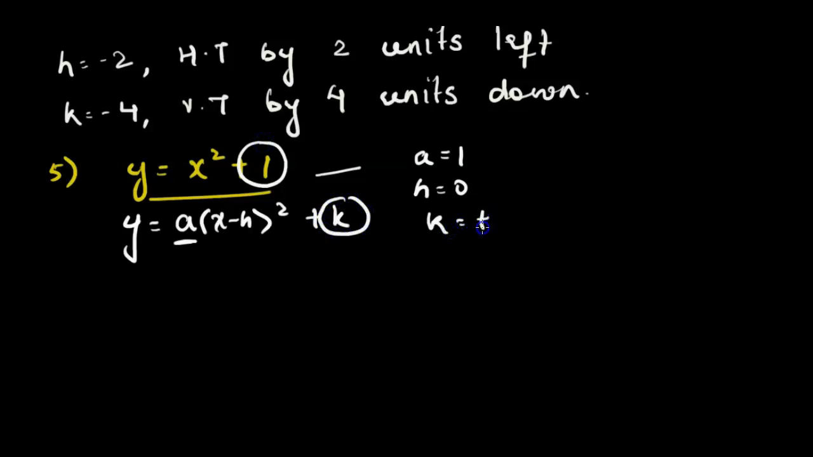So k is positive 1. So in this type of question, we are just describing k, and that is vertical translation 1 unit up. And this is how we describe transformations whenever we are given quadratic equations in vertex form.